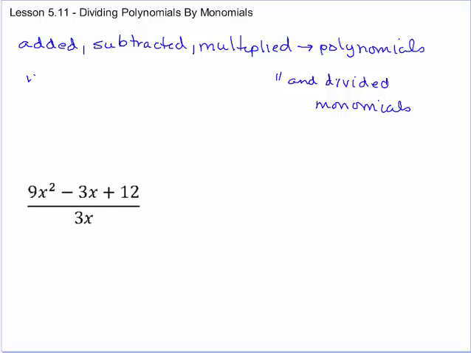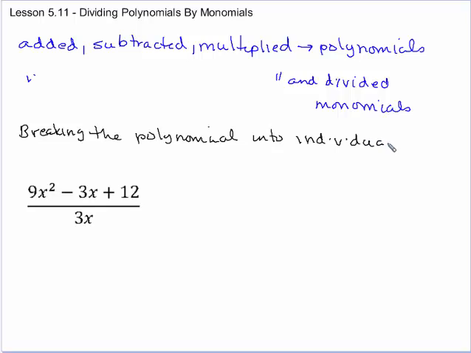Now, the process of dividing a polynomial by a monomial is the process of breaking the polynomial into individual terms or monomials and dividing. Sometimes they'll divide evenly, sometimes they won't.